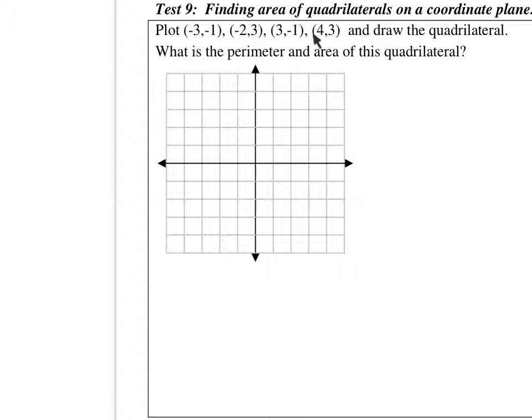We're going to plot these 4 dots, draw a quadrilateral. A quadrilateral is a 4-sided figure, and find the perimeter and area of it. So the perimeter and area is our key after we draw it. So let's draw the dots.